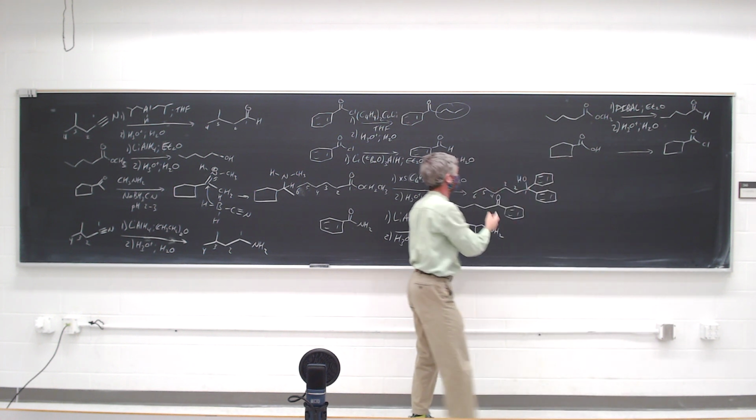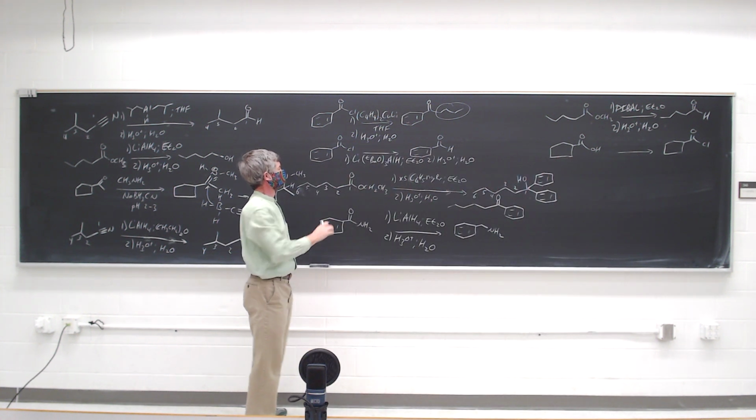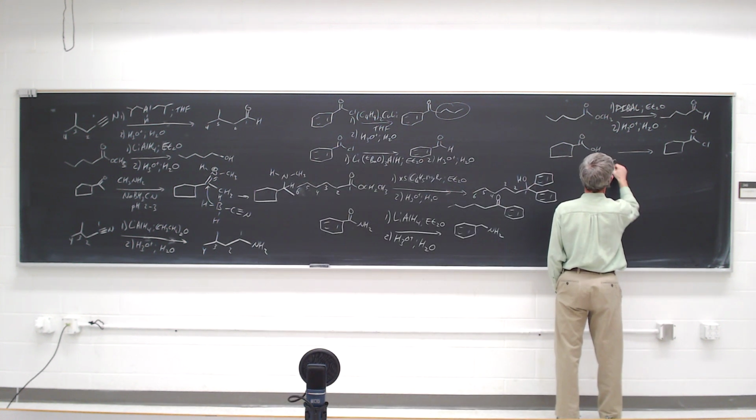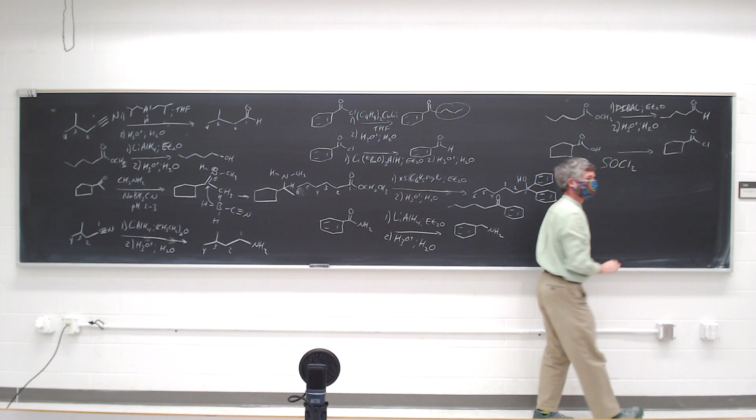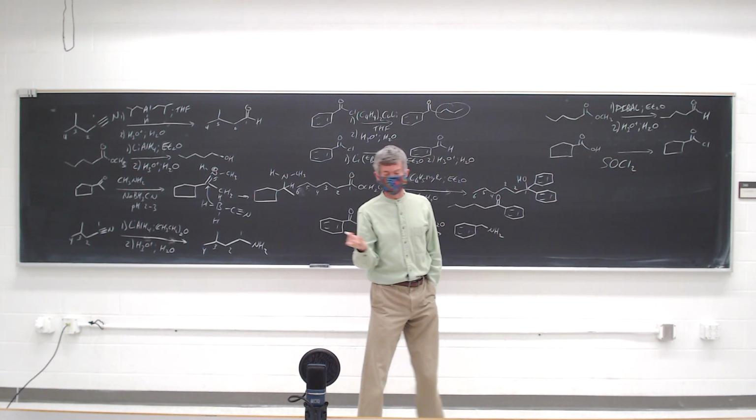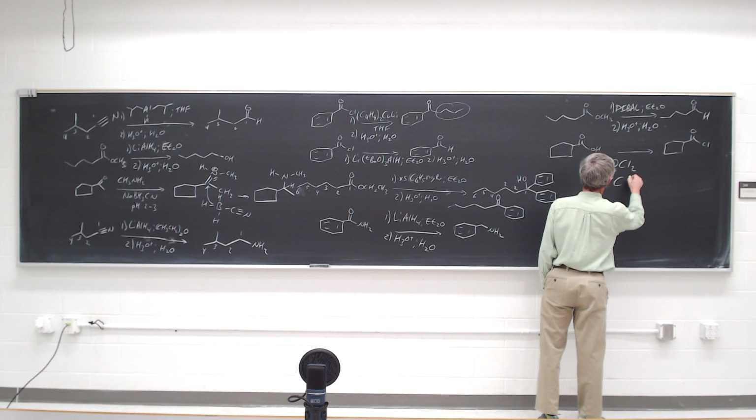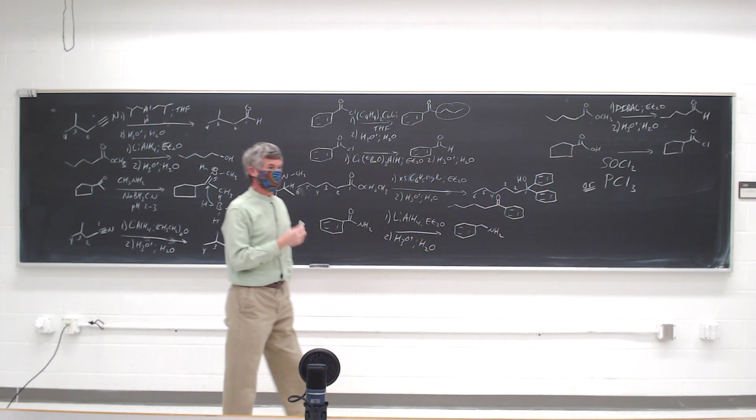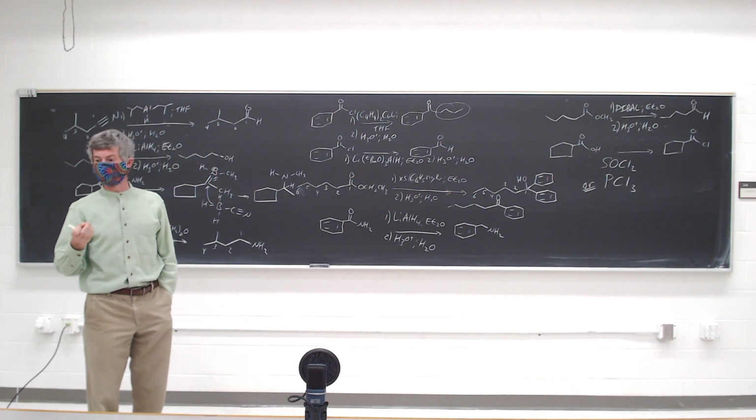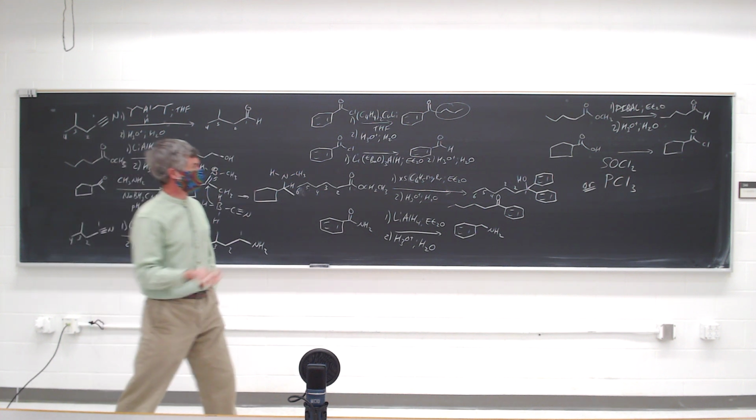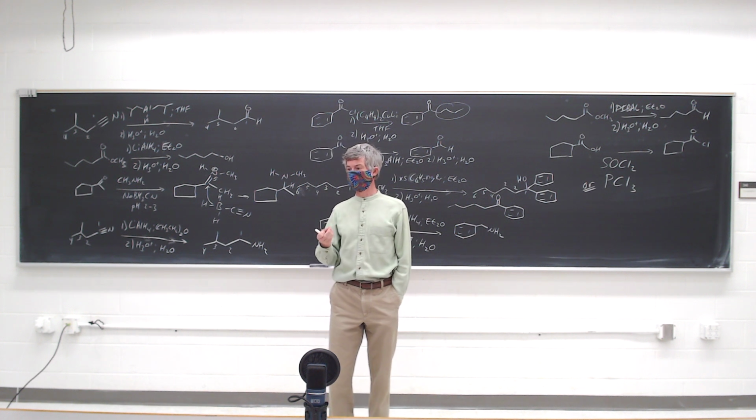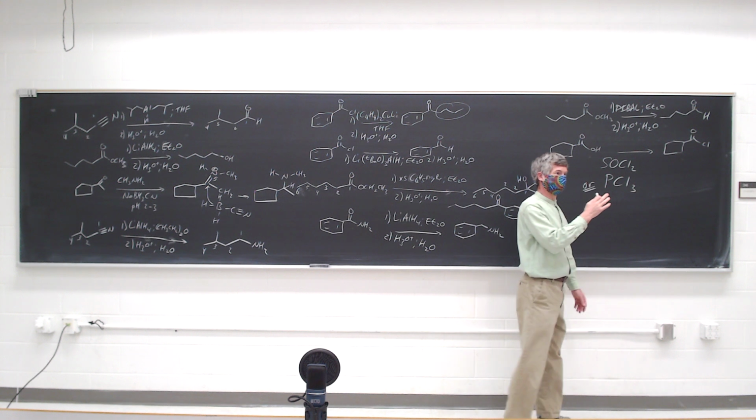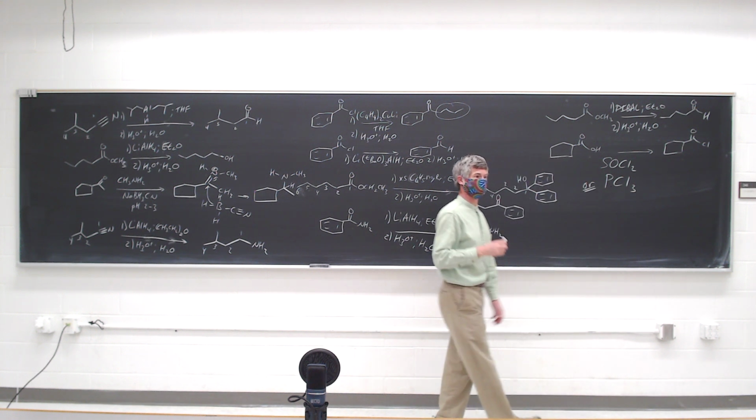And then this one, which I actually skipped, I think it was number 7, is the carboxylic acid going to the acid chloride, SOCl2. Or in fact, you could use PCl3. SOCl2 is the more common source of chlorine for acid chlorides, and PBr3 is the more common source of bromine for acid bromides. But you could use SOBr2 to make bromides, and you could use PCl3 to make chlorides.